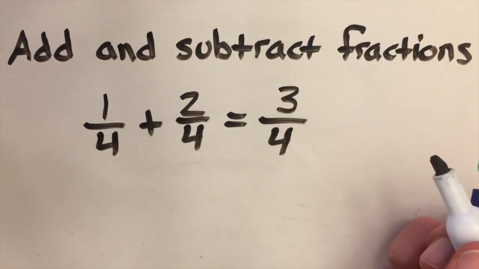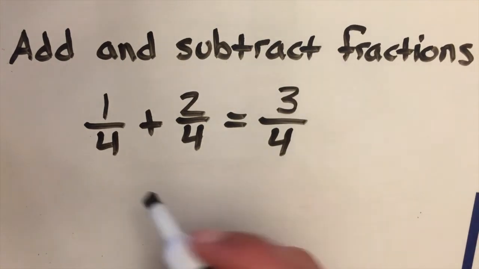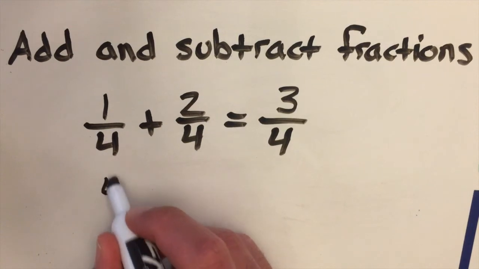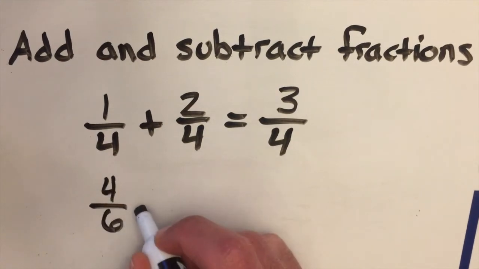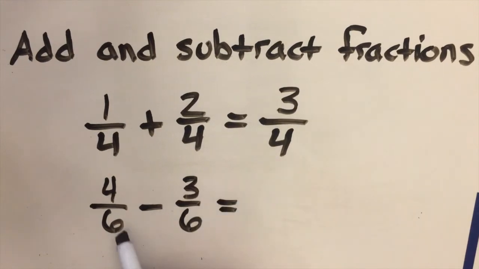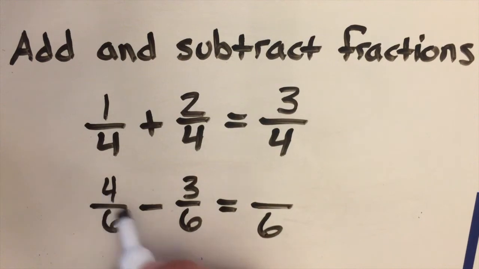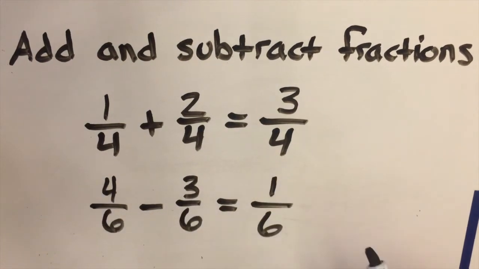The same idea applies when we're subtracting. So if we were talking about 6, if I said 4/6 minus 3/6, we would leave the denominator alone. So it would remain a 6. 4 minus 3 would be 1.